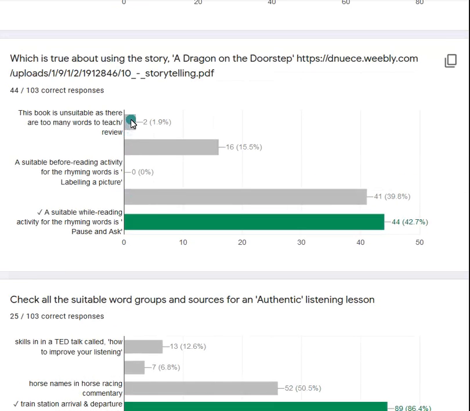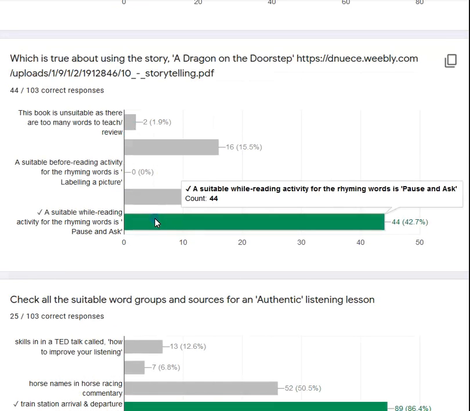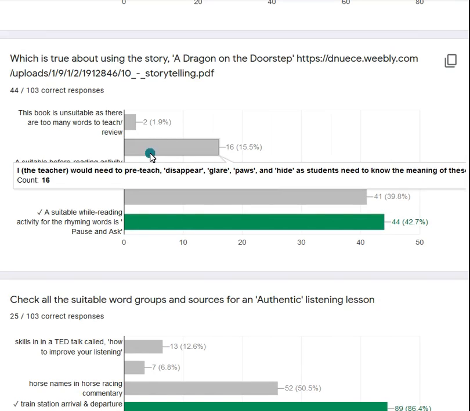Dragon on the Doorstep, which is true. Suitable while reading activity is pause and ask. Yeah, that's the easiest one, the most common one. Some of you chose this. Pre-teach: disappear, glare, pause. Why? If you're doing rhyming words, disappear is not one of your rhyming words. Neither is glare. So they don't need to know these words. It's not about the meaning of the words, it's about finding the rhyming words.